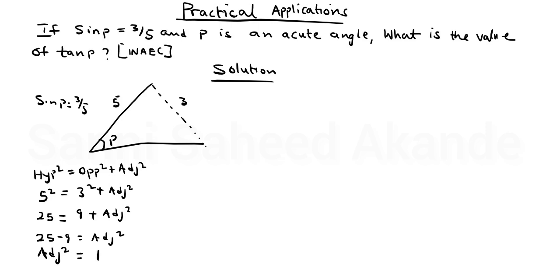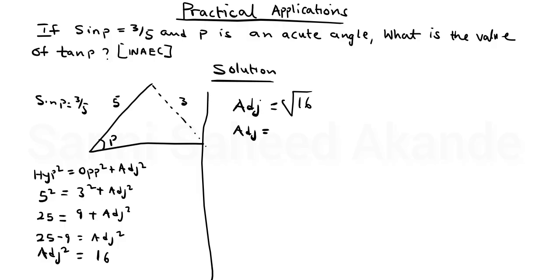So take the square root of 16. That will give us the adjacent. So adjacent will be equal to the square root of 16. So what is the square root of 16? The square root of 16 is equal to 4, because 4 multiplied by 4 will give us 16.